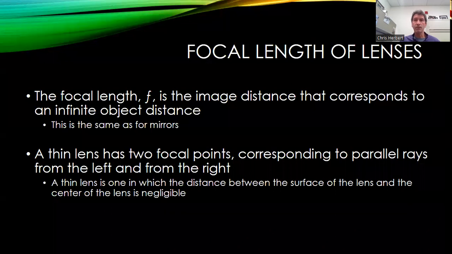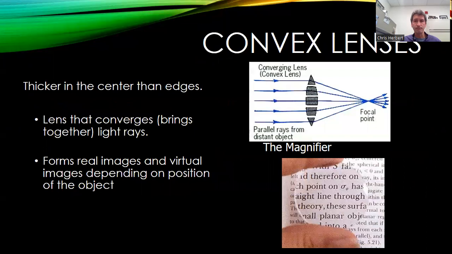So like our spherical mirrors, we define something called the focal length. The focal length is the distance that an image would form if an object were placed at infinity, or if we took parallel rays. This is the point at which the rays would converge. A thin lens has two focal points on either side, since light can travel in either direction.